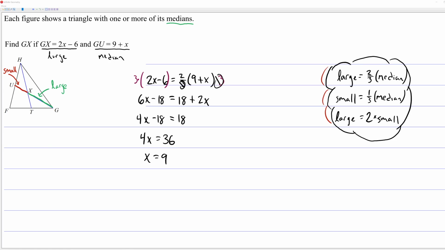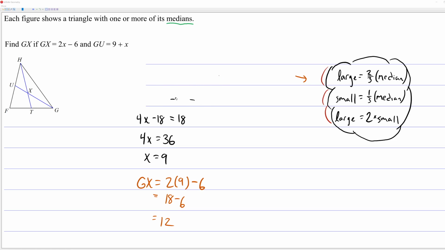As is the case with a lot of these questions, make sure you answer what is being asked. We need to find GX. So GX is 2 times 9 minus 6. I get this by looking at the expression that describes GX. So that's 18 minus 6, which is 12. And again, this came from, unfortunately, having to memorize the relationship between the large part, the small part, and the entire median. If you want to look at this example, please pause the video while I erase this and go to the next example.